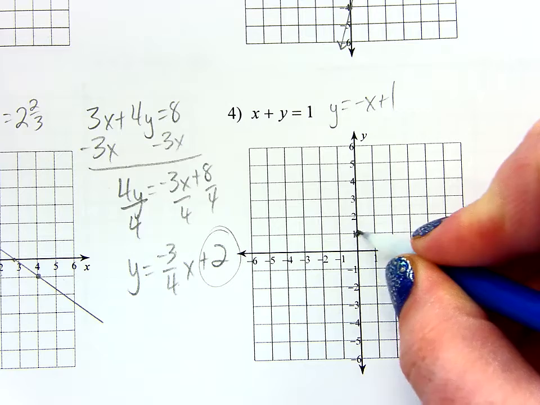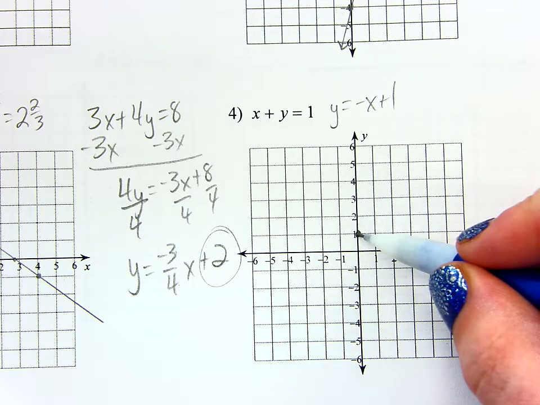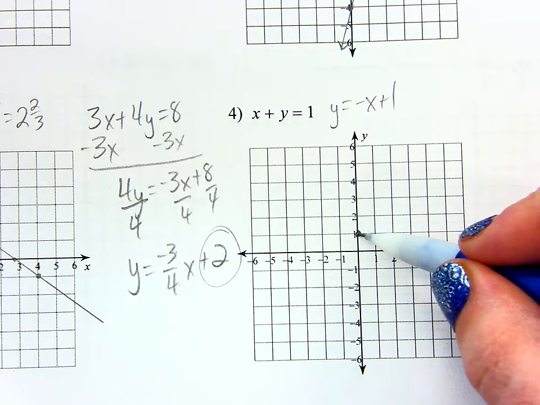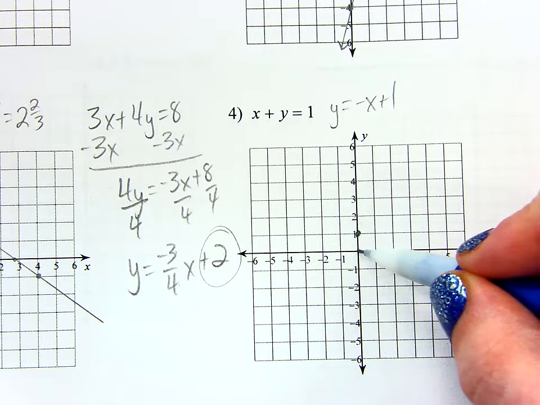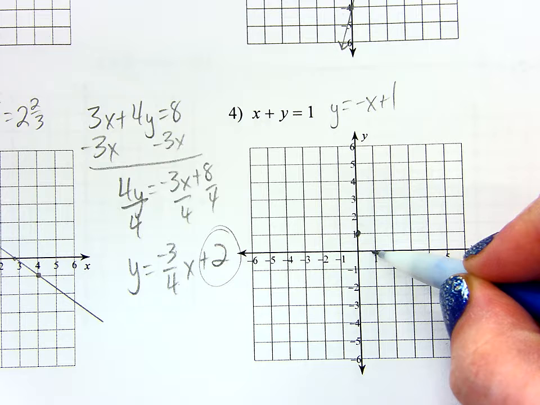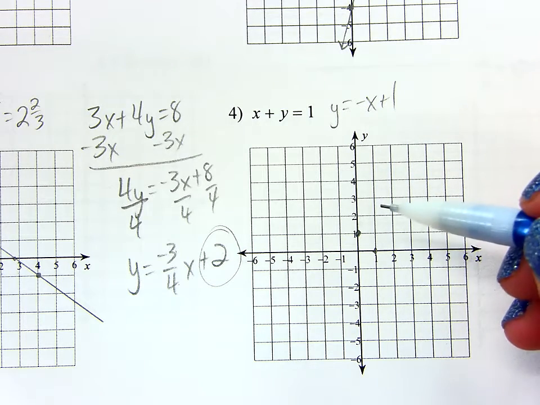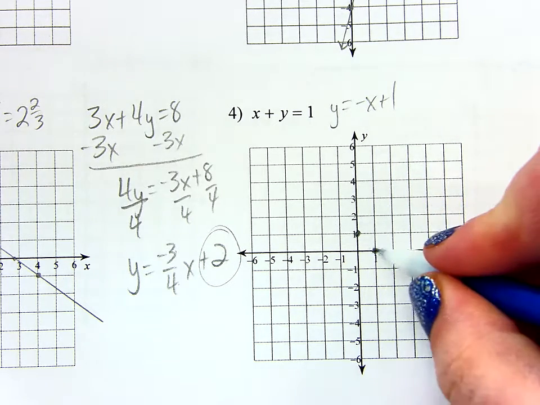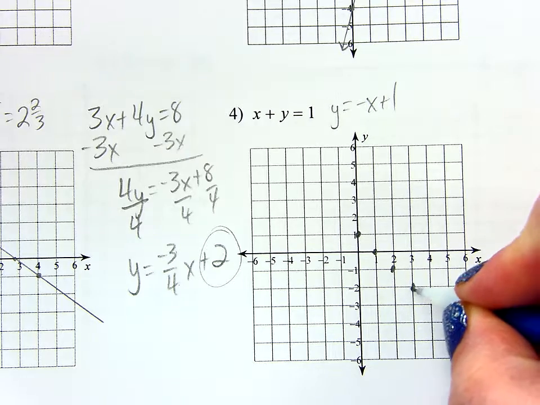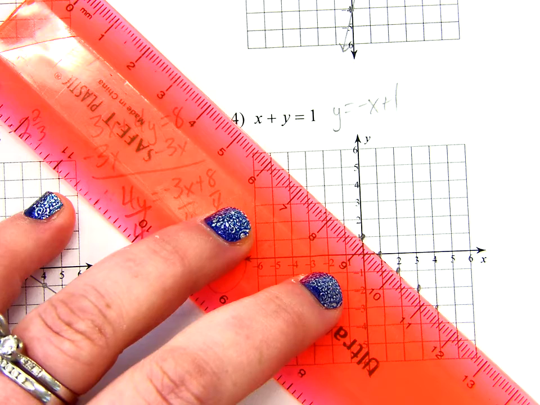Positive 1, and then my slope is negative 1, where would I go? Yes, it's a very common mistake to go down and to the left. You never want to go to the left. You always go to the right. If it's negative, that just means down instead of up. But you should always be moving to the right. So there is that one.